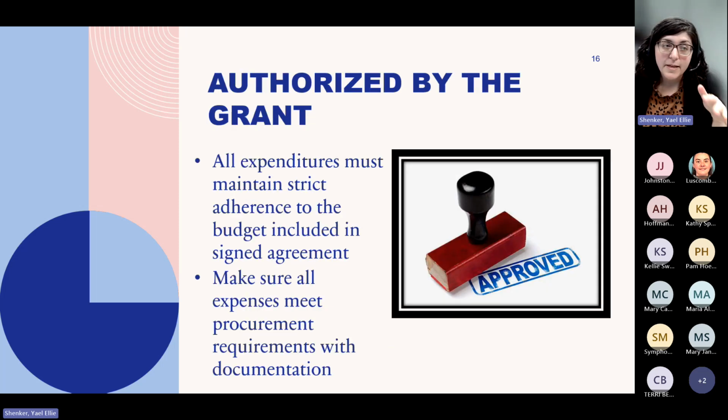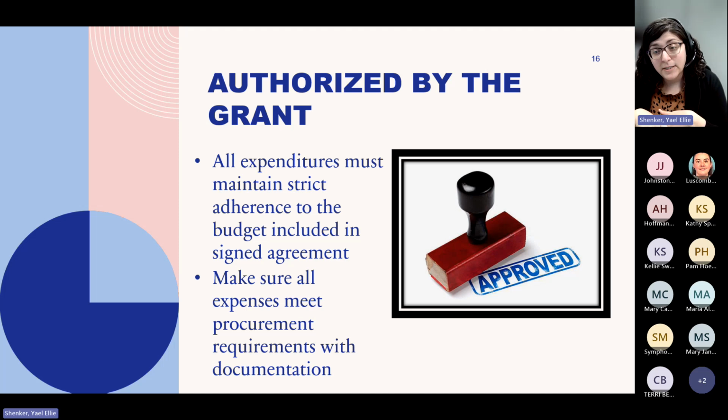Another piece of this is it needs to be authorized by the grant. So you will have a grant agreement specifying the budget, specifying what any budget category is. And it's really important that as we enter into a grant agreement, we will discuss a reasonable budget for your project. And it's vital that you stick to this budget and communicate with us right away if you foresee any issues in adhering to it.